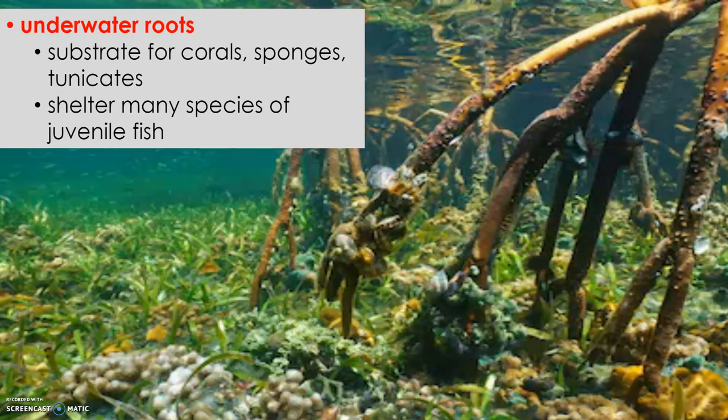The mangroves have underwater roots, which are substrates for the corals, sponges, and tunicates that are down there, and they shelter many species of juvenile fish.